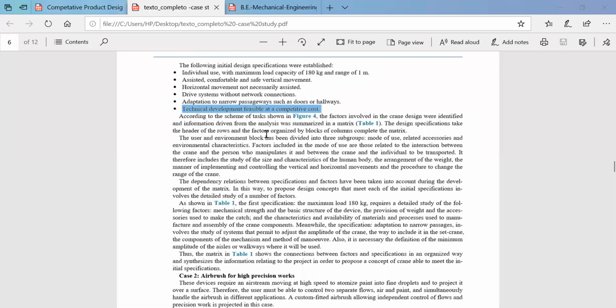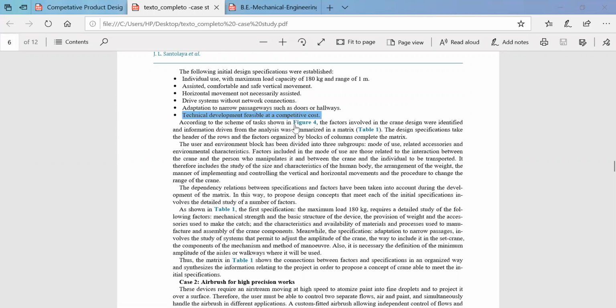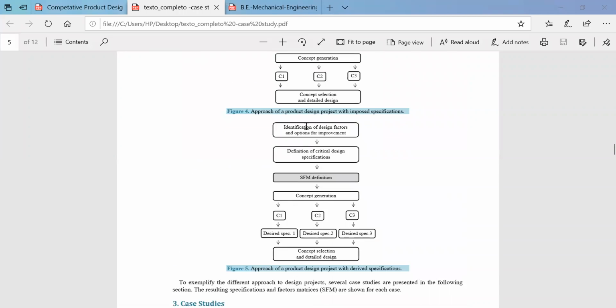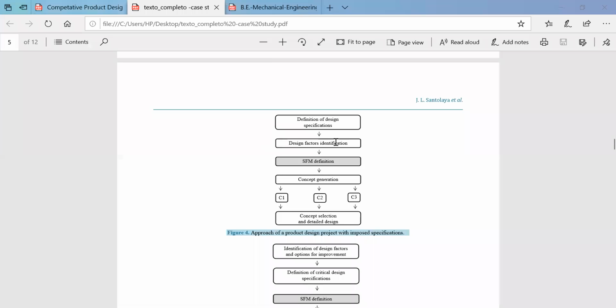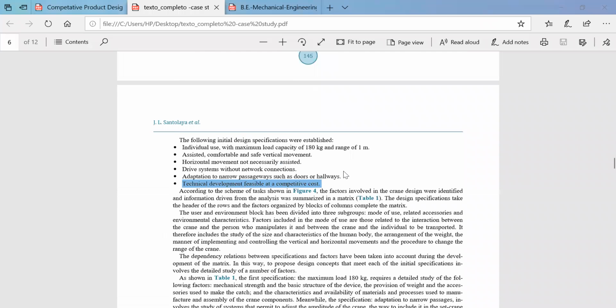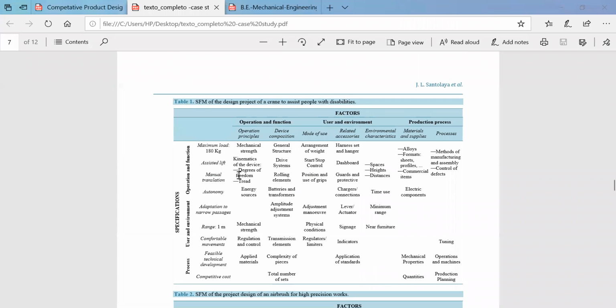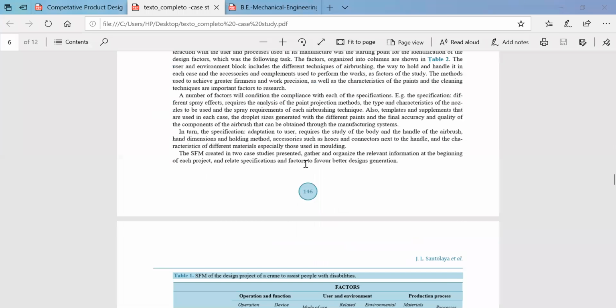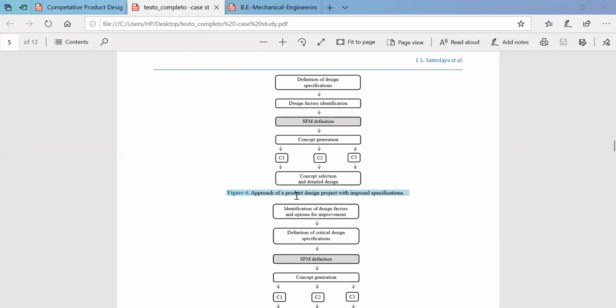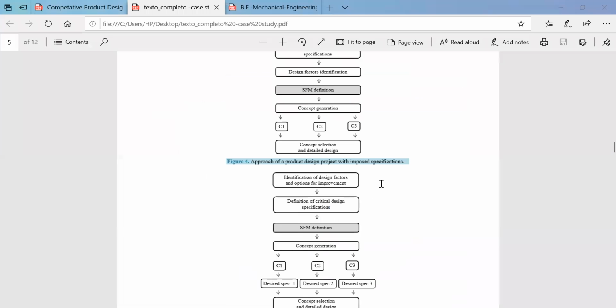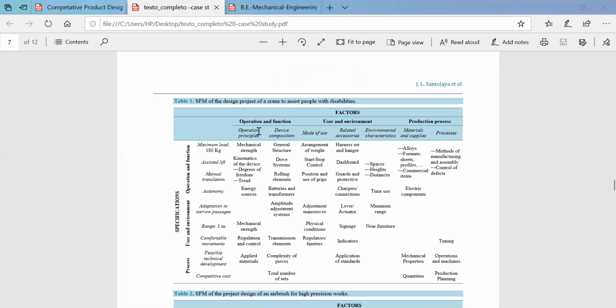Right, so this will help in mapping the requirement with respect to the task which has been assigned. The factors involved in the crane design were identified initially, and information derived from the analysis was summarized in the matrix table. So they took all the factors which we explained here in figure 4, and placed them in the matrix as shown in table 1. The same concepts we explained related to the product design project with imposed specifications are now displayed over here.